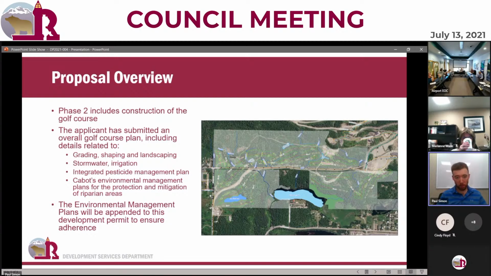So a little bit of an overview of the proposal. It does include construction of the golf course. In support of this, the applicant has submitted an overall golf course plan, including details related to grading, shaping, and landscaping of the golf course, stormwater, irrigation, and integrated pesticide management plan, as well as what we're referring to as Cabot's environmental management plan for the protection and mitigation of any impact on the riparian areas.